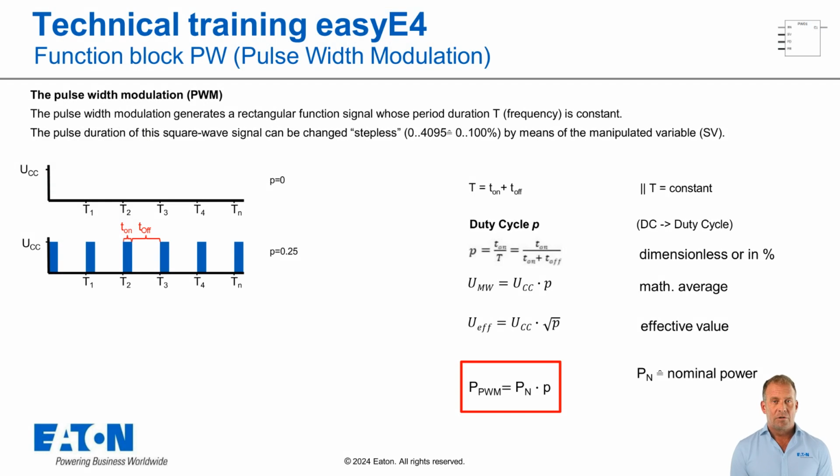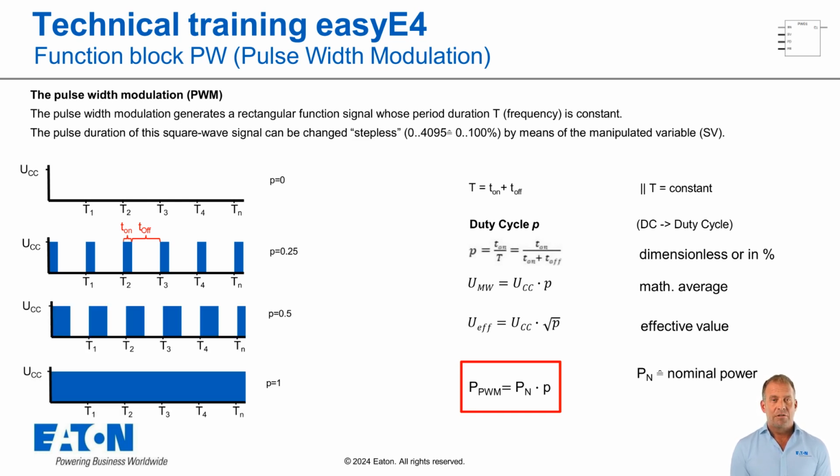In pulse width modulation, a square wave signal with a constant period duration, or frequency, is generated. The ratio between pulse and pause duration is variable and can be changed via the control variable. The frequency does not change. This ratio is called the duty cycle and is given as a decimal number or as a percentage.